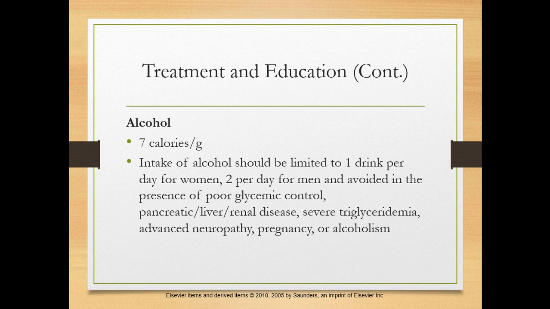Alcohol, 7 calories per gram. The issue here is that alcohol should be avoided because it can offset the glycemic level. They have here limited to 1 drink per day for women, 2 for men, to be avoided with poor glycemic control. And they give you the conditions here and what it can be associated with.